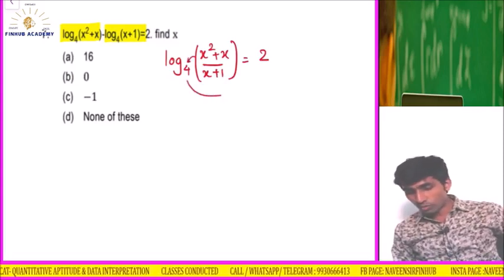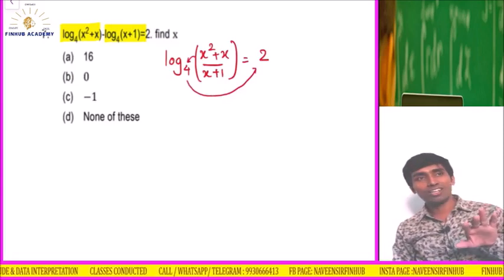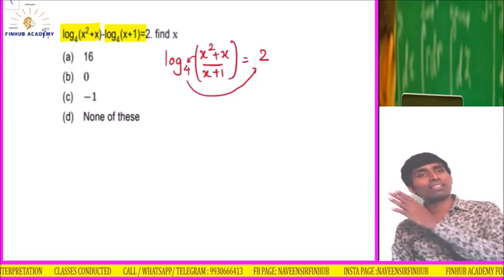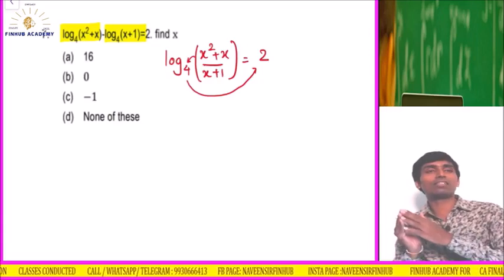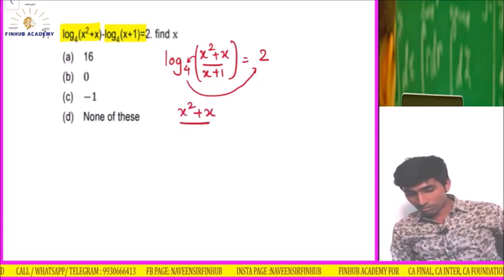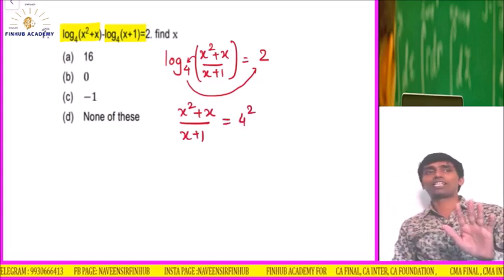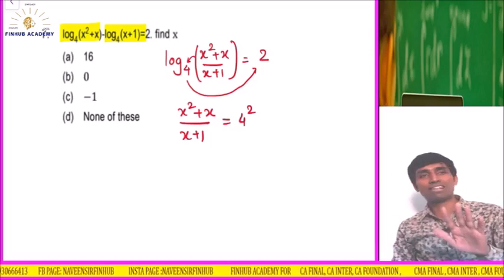Understood? Then you remember what I used to say in the lecture, that this will kick this and this 4 will go and sit here. This is how we used to remember, to remove the log. Fine. And it will become 4 square. The 2 now will go and sit on the head of the 4. So this is how we used to remember. x square plus x upon x plus 1 is nothing but 4 square. We have understood the logic, we know why we do the log and everything we have explained.